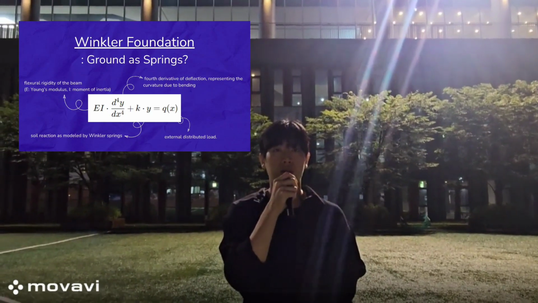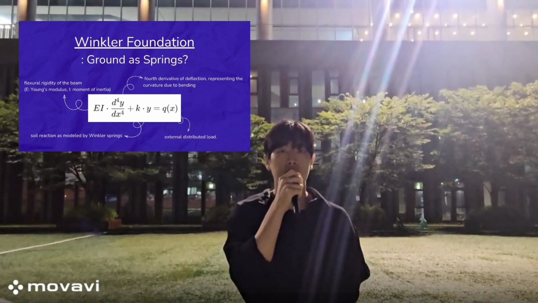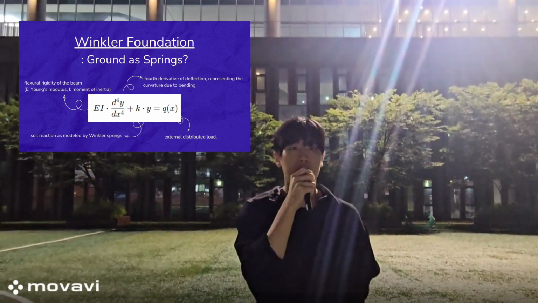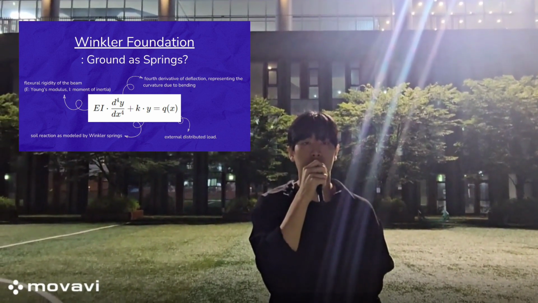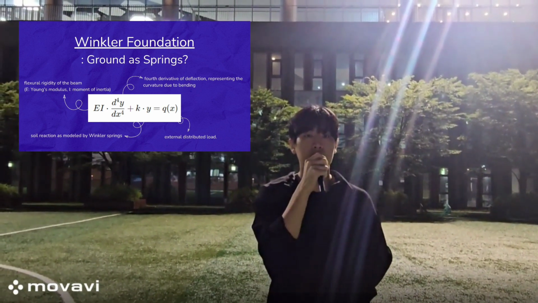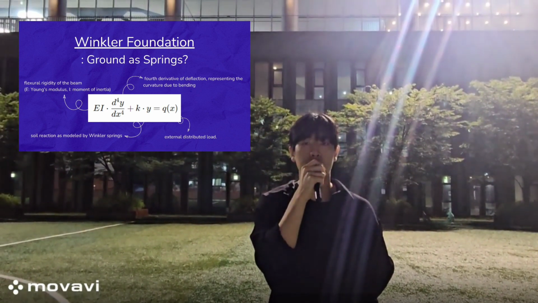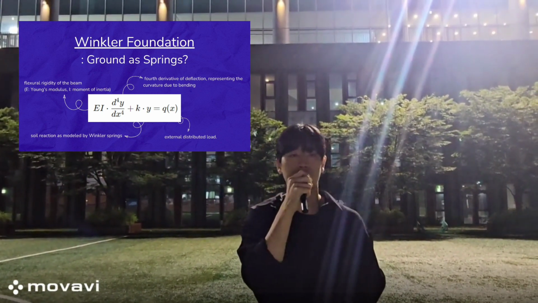Now let's break down the main equation that governs this model. A beam resting on a Winkler foundation experiences two main forces: the internal bending resistance of the beam and the upward spring reaction from the ground. The balance between these forces leads to the following fourth-order equation. This equation helps us compute the deflection of the beam, which we use to draw shear force and bending moment across the structure.